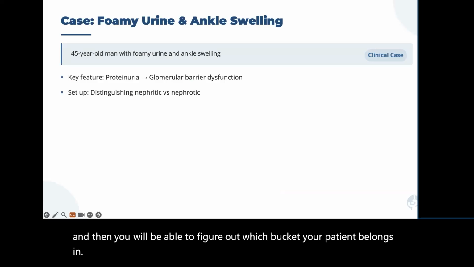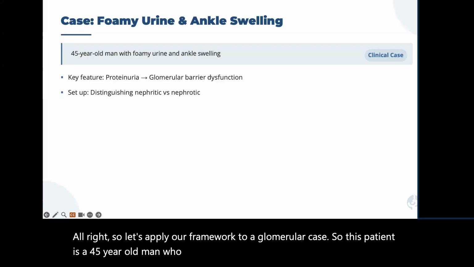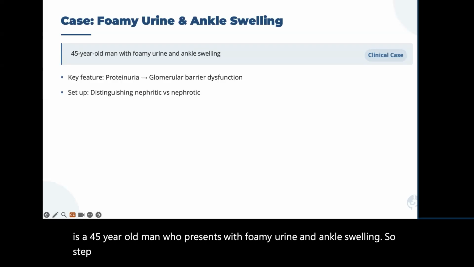All right, so let's apply our framework to a glomerular case. This patient is a 45-year-old man who presents with foamy urine and ankle swelling. So step 1, we need to identify the key abnormality here.